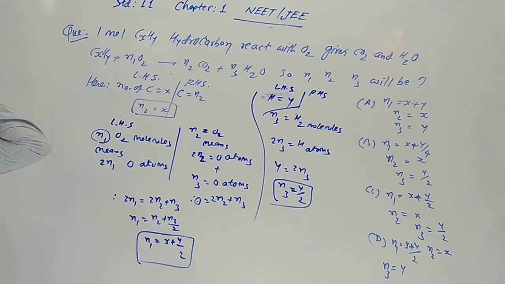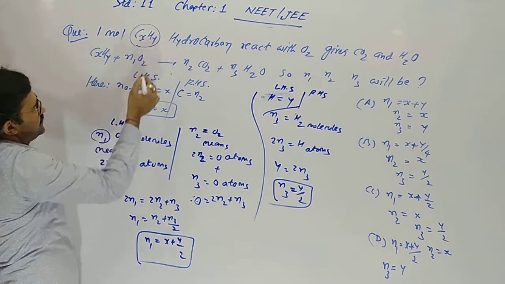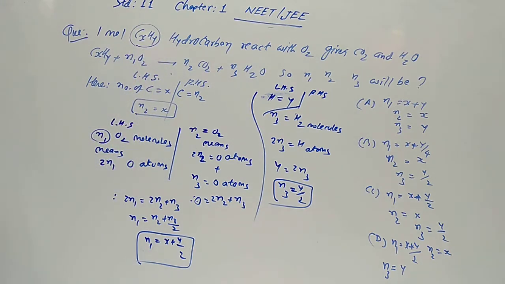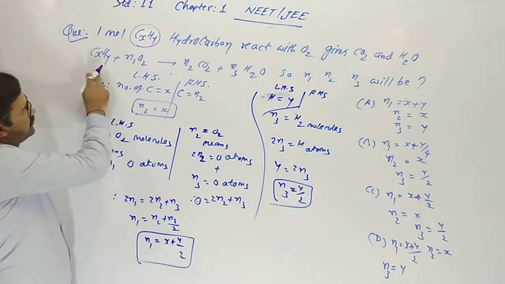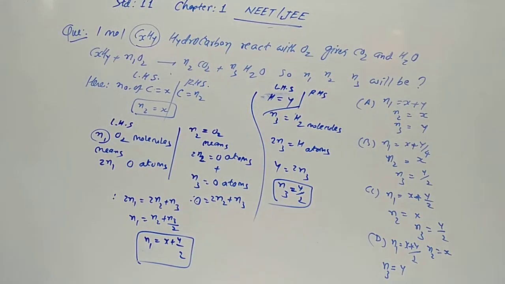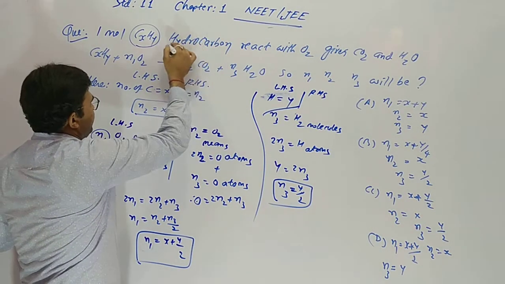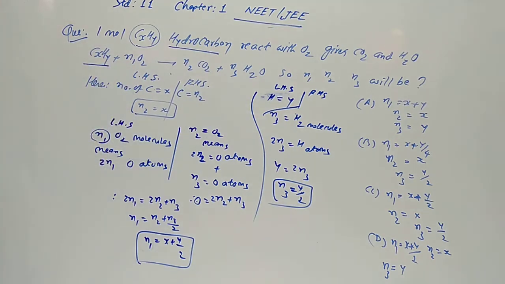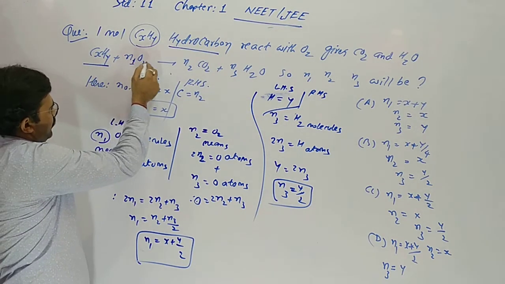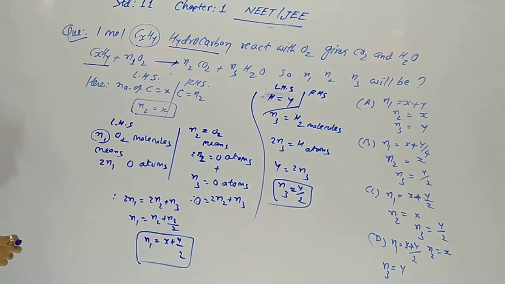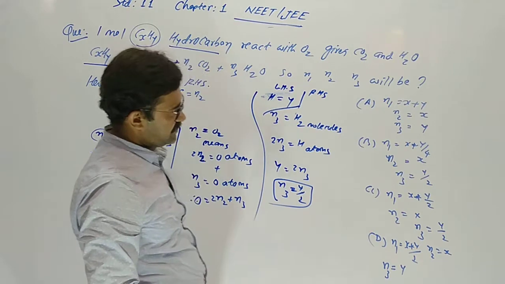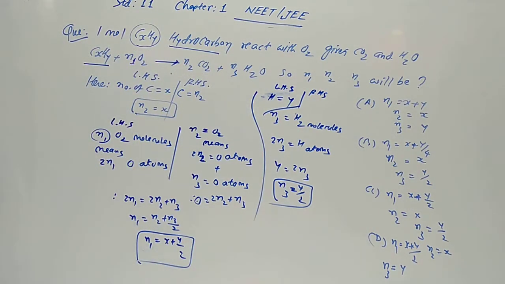Today we are going to discuss some MCQ. 1 mole of hydrocarbon CxHy reacts with oxygen and gives CO2 and water. Hydrocarbon means a compound having only carbon and hydrogen. It reacts with N1 mole of O2 and gives N2 mole of CO2 and N3 mole of water. So N1, N2 and N3 will be? These are the options, so we have to find that value.